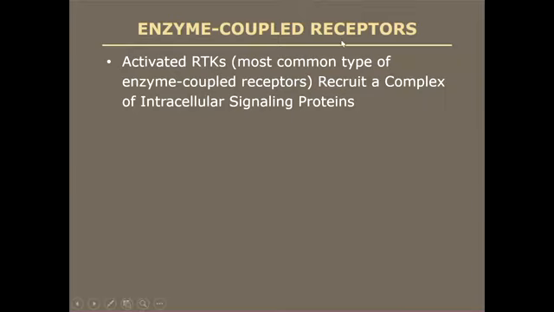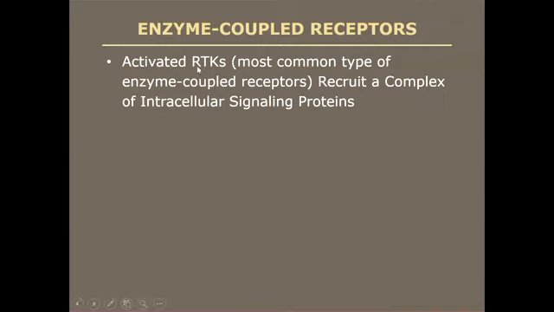Enzyme-coupled receptors are a pretty broad class. It's what it sounds like. When you're coupled to something, you're kind of working with it or stuck to it. So an enzyme-coupled receptor is working with an enzyme. It's a pretty vague description, right? Receptor tyrosine kinases are a type of enzyme-coupled receptors, and it's the only type we'll talk about in this class. It's the most common type, and that's what we're going to focus on today.